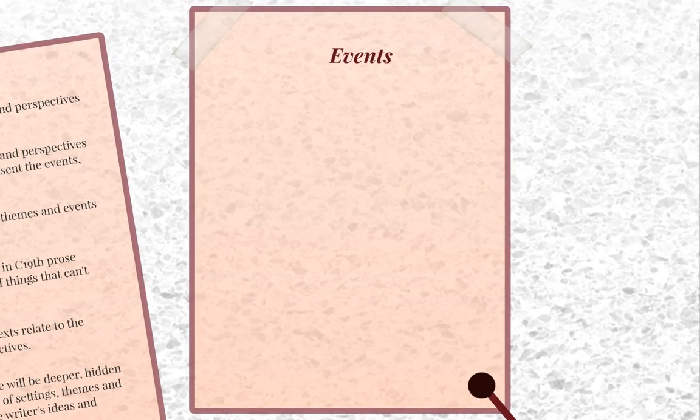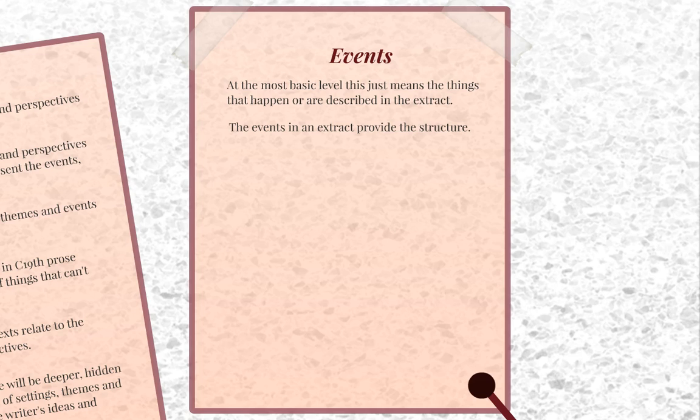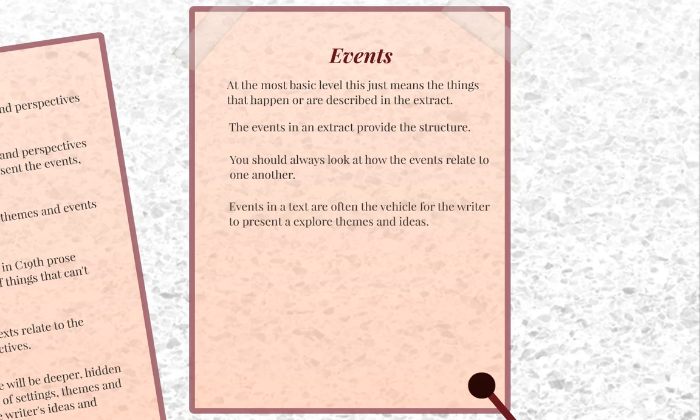So now we come on to the events, and as I said earlier, at the basic level this just means what happens in the extract or what is described in the extract. However, the events are important because the order of events and the way they relate to each other provides the structure for the extract. So you should always look at how the events are related to one another. And the events in the text are often the vehicle through which the writer presents and explores their themes and ideas. So they have things happening or characters acting in particular ways that relate to the theme that they are trying to address in their particular text.